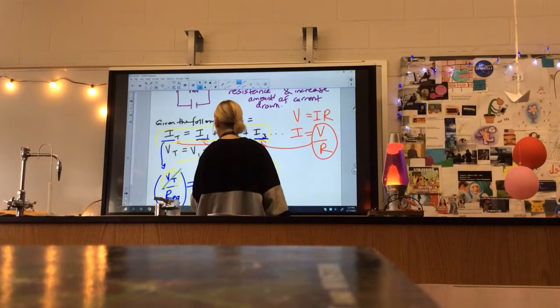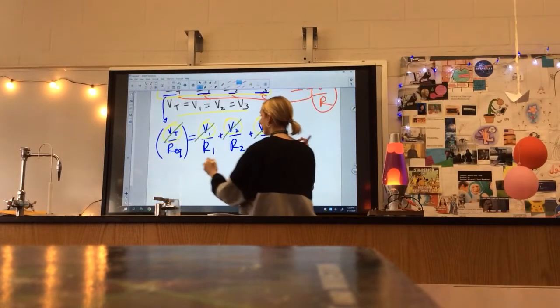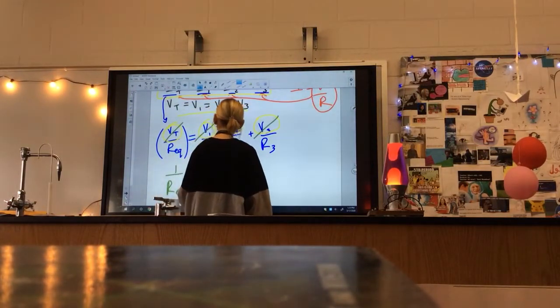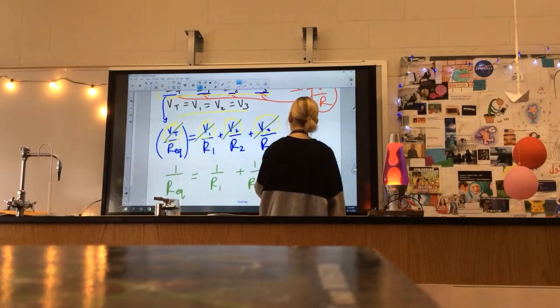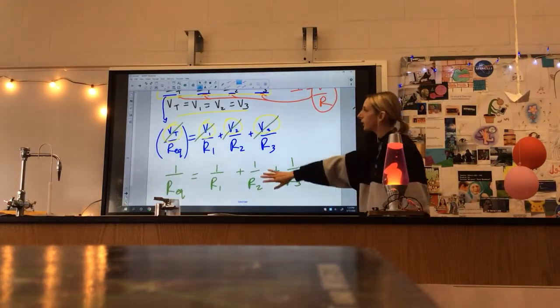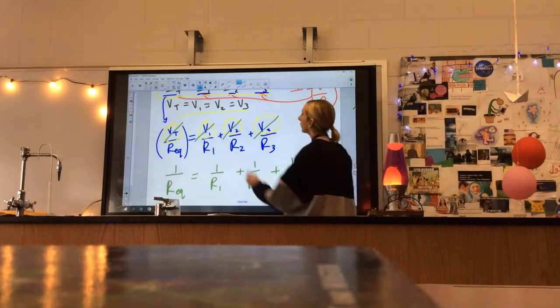So, if these all divide out, I can replace this with the formula you actually need to know. 1 over REQ is equal to 1 over R1 plus 1 over R2 plus 1 over R3, depending on how many resistors you have. That is where this equation comes from.